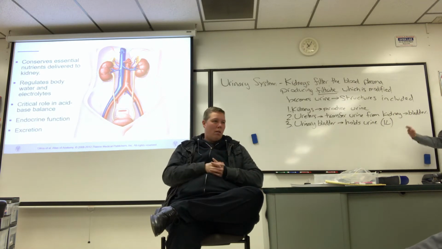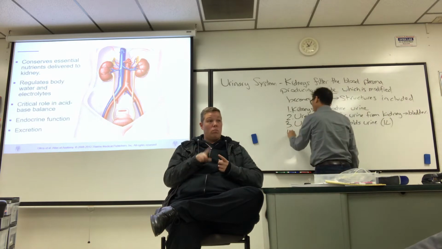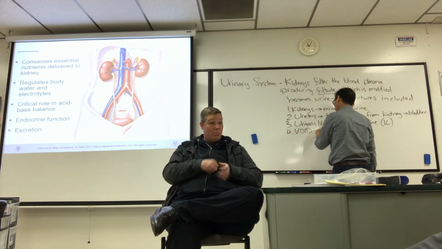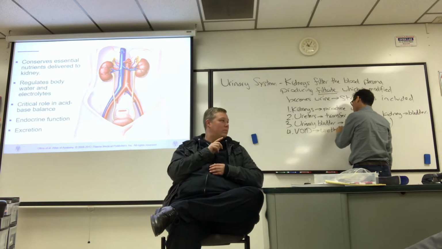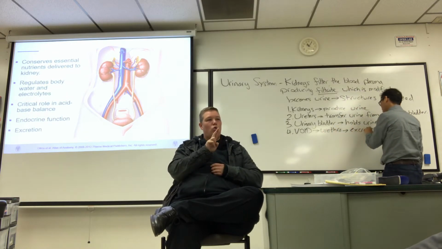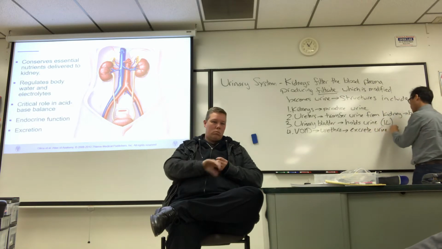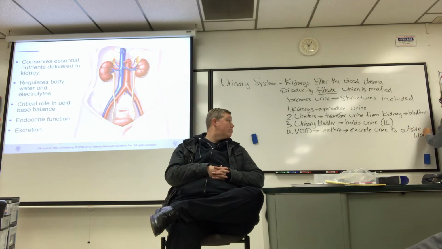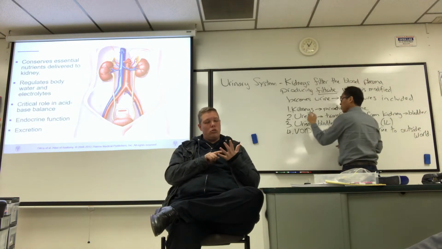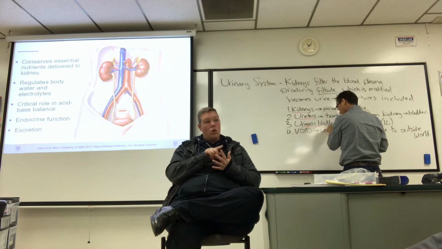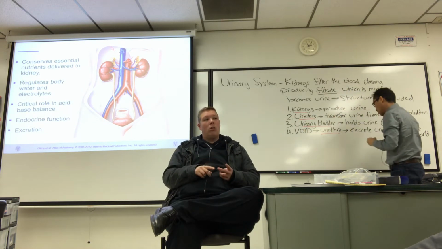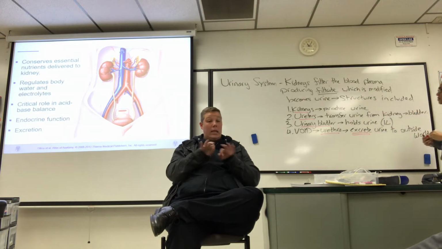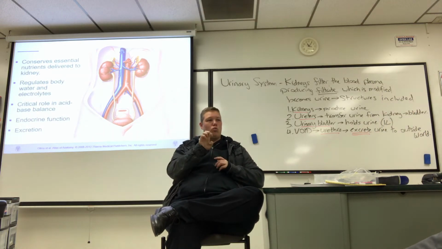Anyways, you hold urine, and when you void your bladder, you go through the urethra. The urethra will excrete urine to the outside world. So the key structures of the urinary system: kidneys, ureters, bladder, urethra, and the key function is excretion. You're filtering your plasma, and you filter things out, okay? And you excrete it in the urine.